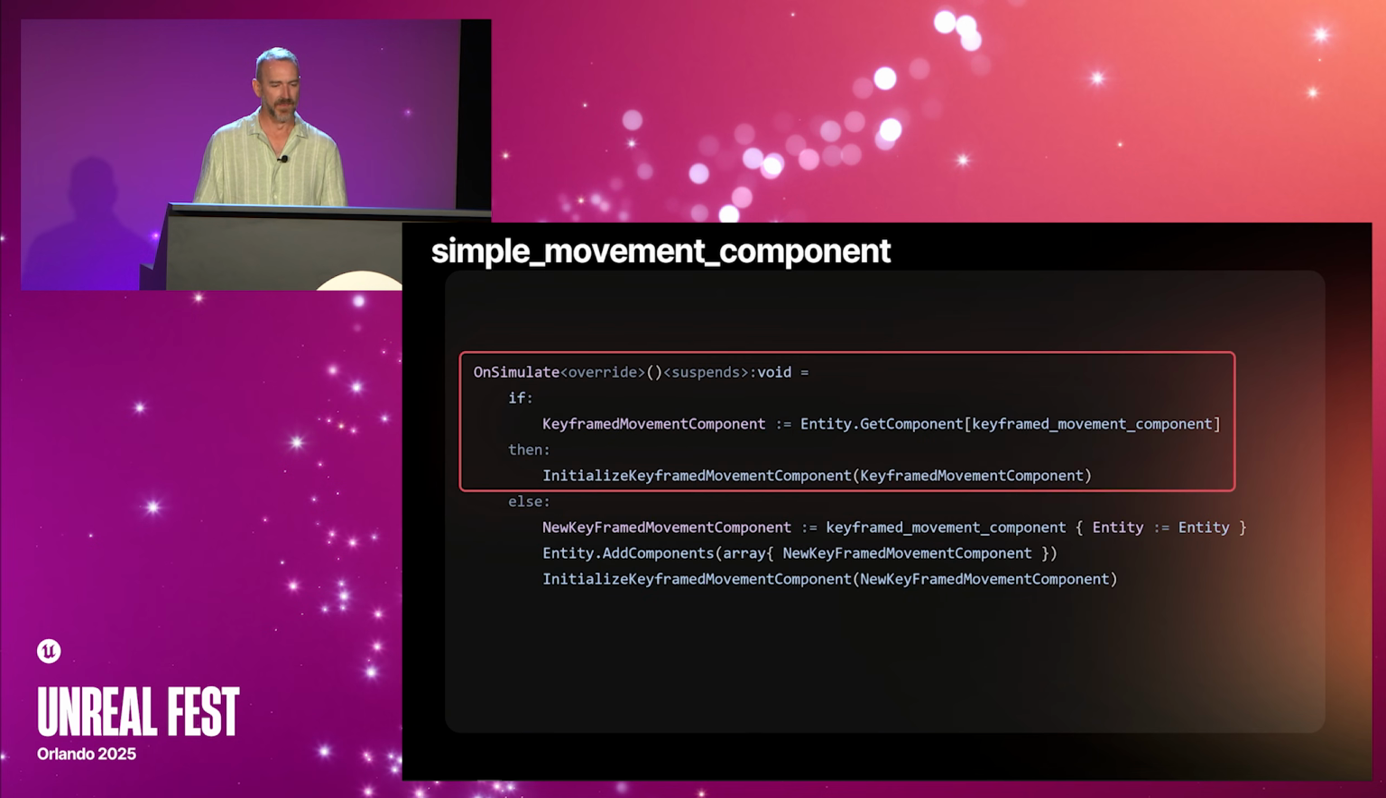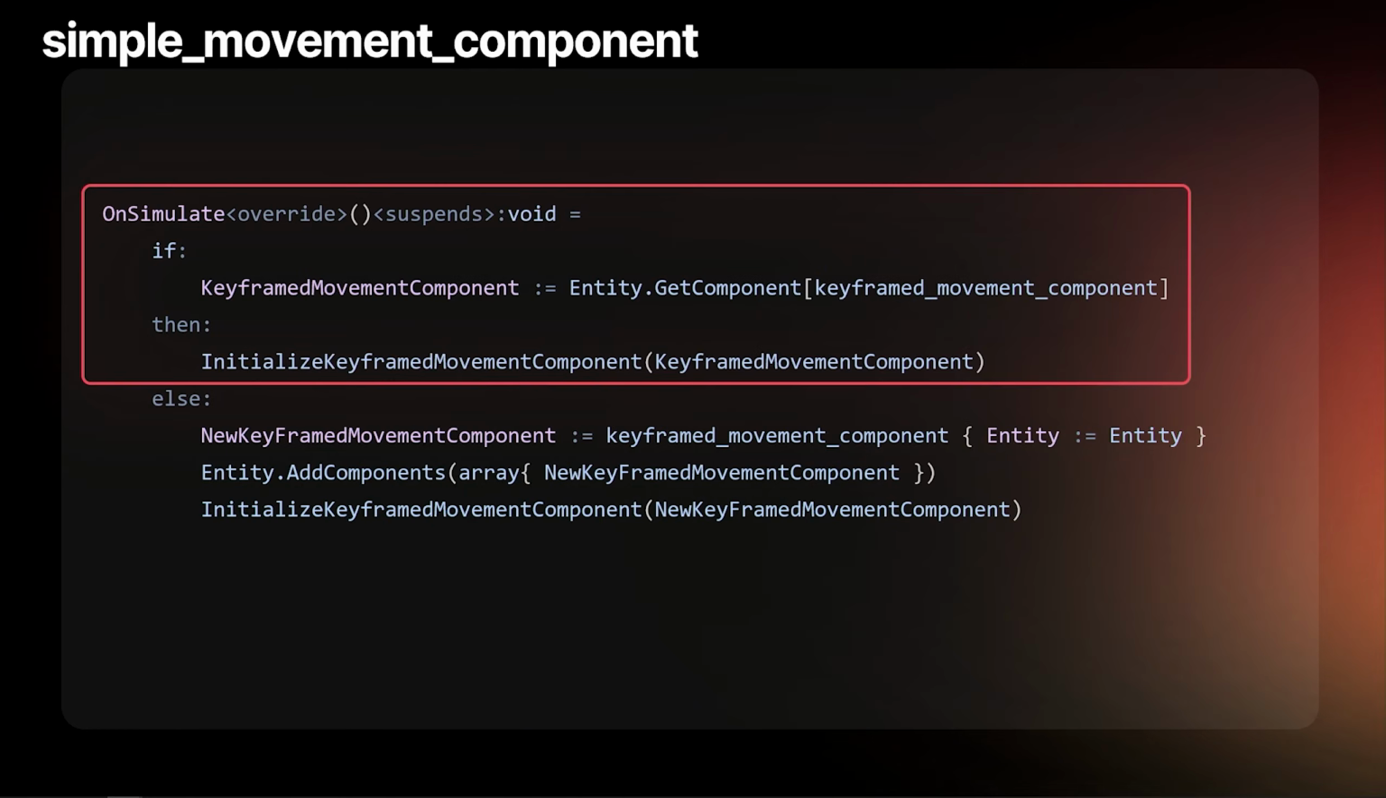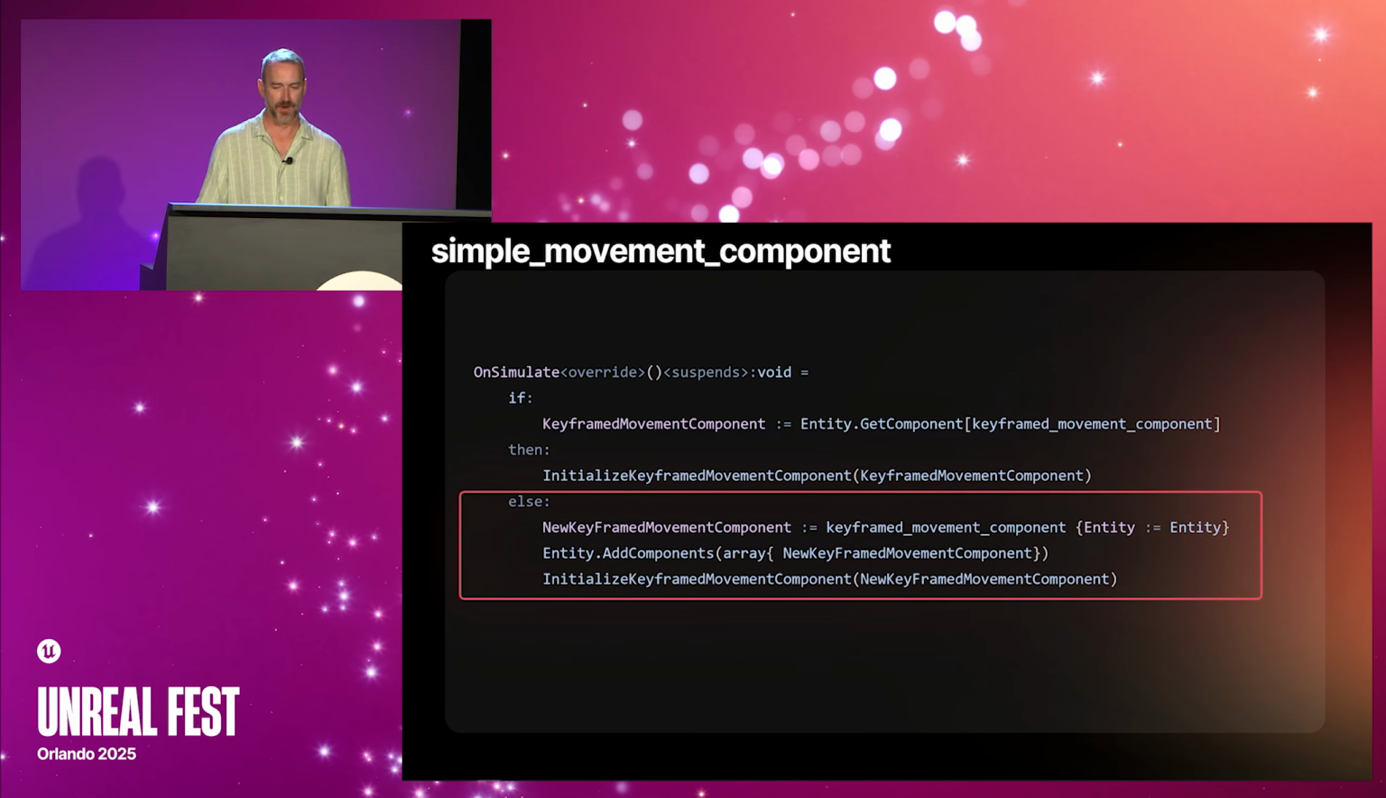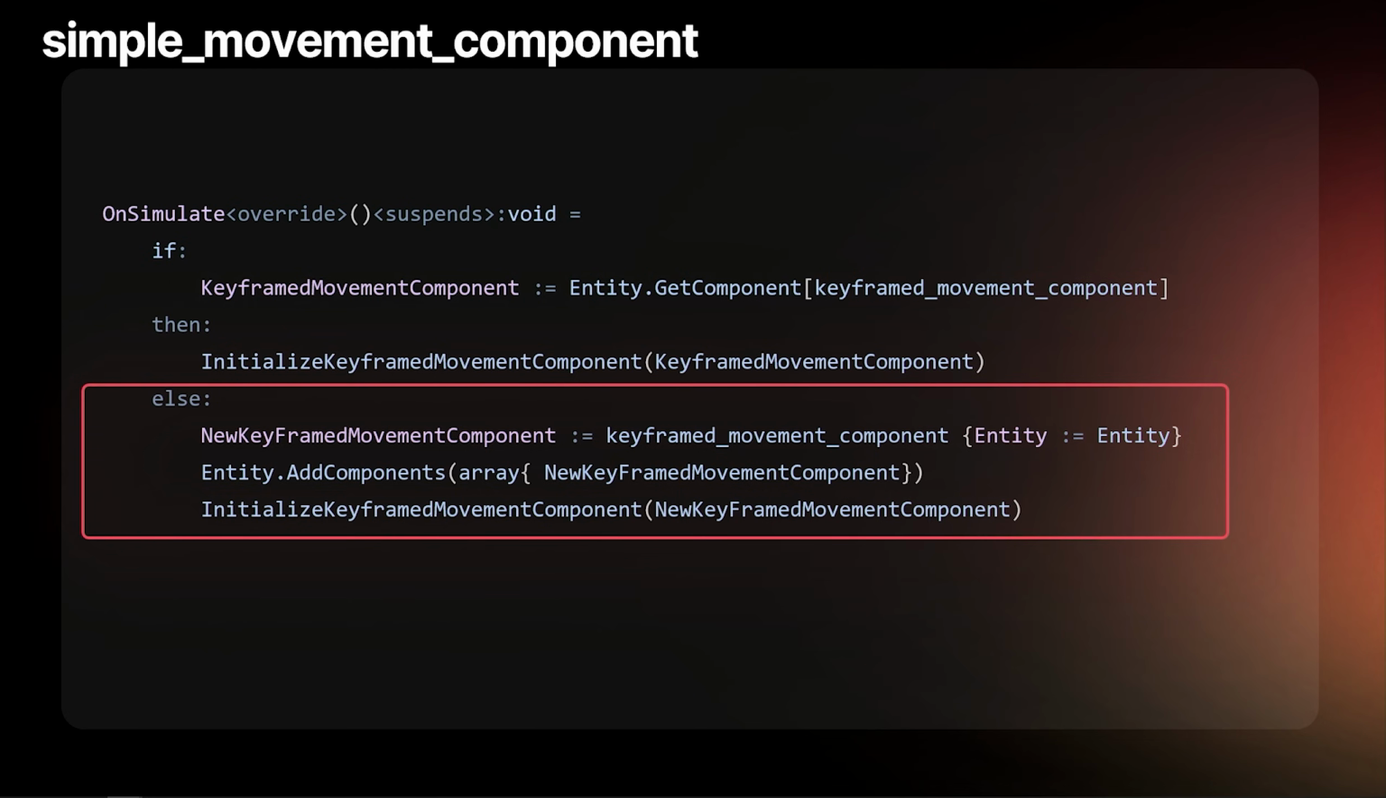And then when the simulation begins, I get the keyframe movement component, which is our component that is doing all the animation. Our simple movement component here is a verse component that mainly is just data that we're feeding into the keyframe movement component. And so if we have a keyframe movement component, then we can go ahead and feed in all the data for it. But if we don't have a keyframe movement component, we can just create one at runtime, add it to the entity, and then set it all up. So we have a lot of flexibility there.